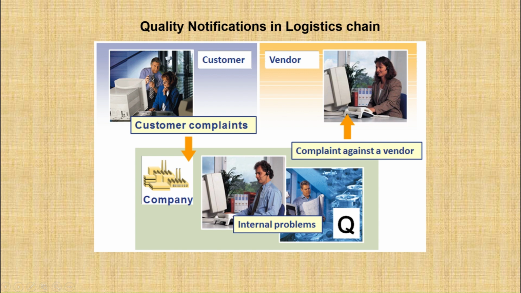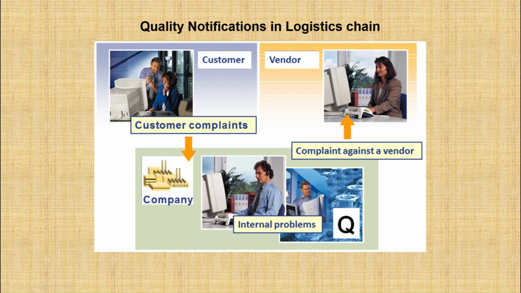Suppose my vendor is continuously giving me poor quality material. I have noticed that from my chart. I have raised a notification against my vendor. Now I have to decide what action I should take so that this should not repeat. Either I will search for another vendor. I'm not satisfied with this vendor, so I will search for some other vendor.